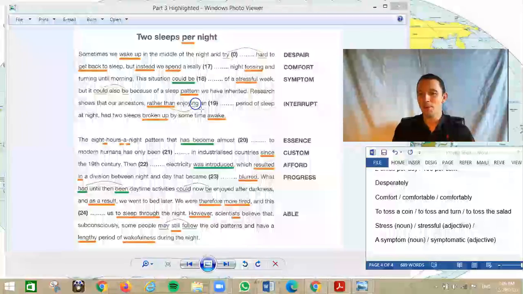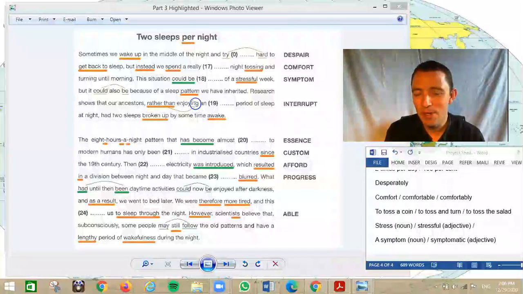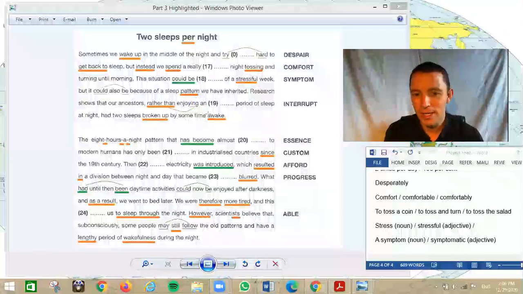Rather than watch the football, I decided to watch the swimming, okay? So "rather than" is very typical with the gerund, and this is a good example: rather than enjoying.